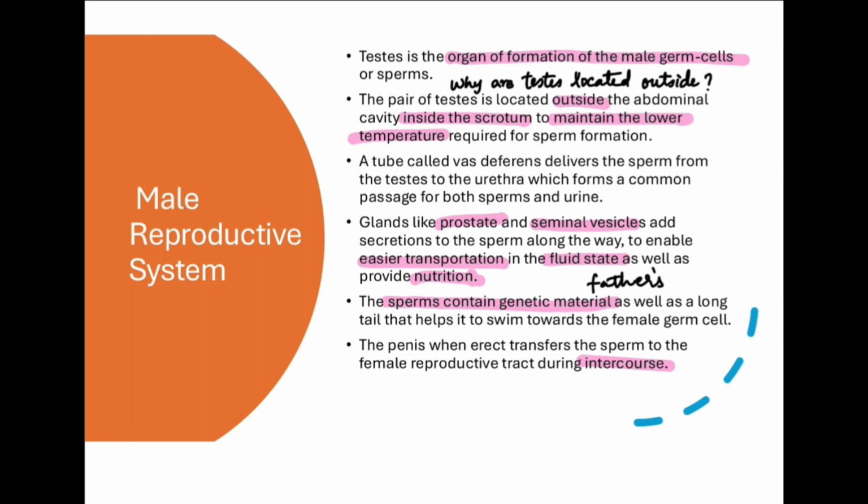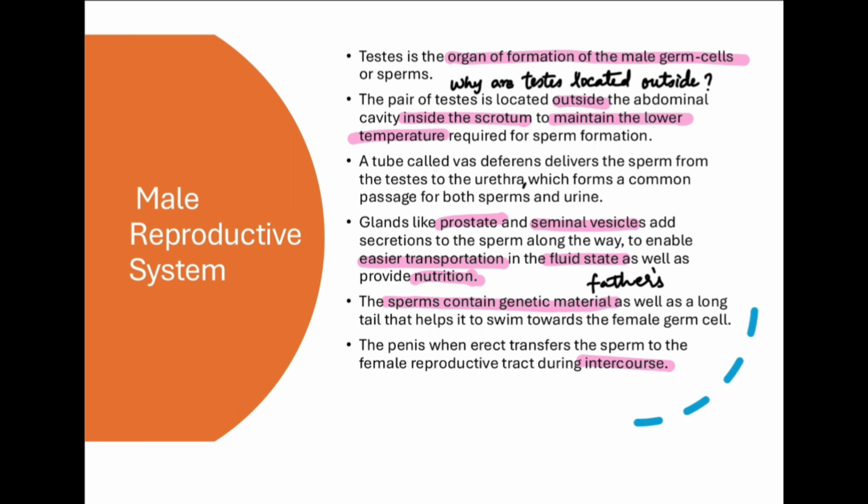To sum it up, a pair of testes are the site of formation of the male germ cells or sperms. They are located outside the body, that is, outside the abdominal cavity, inside the sac-like structure called scrotum. This is to maintain the lower temperature which is required for sperm formation.